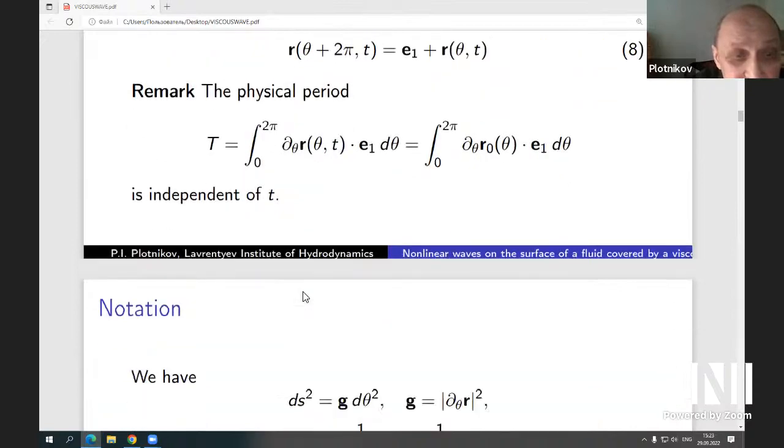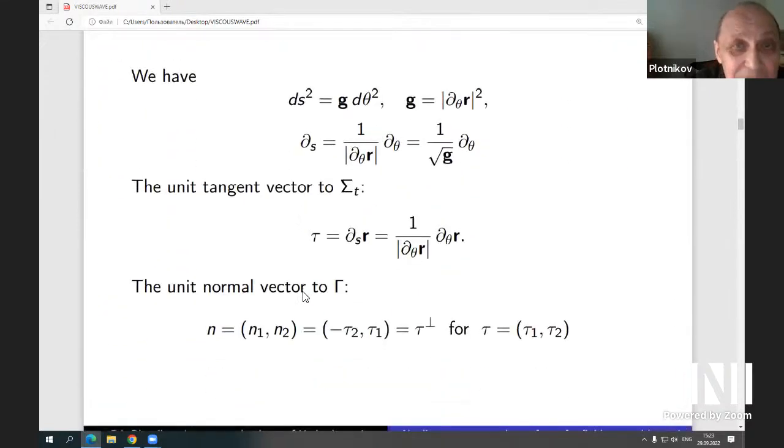Now some standard geometric notation. The first fundamental form of the curve is very simple: it has only one scalar coefficient J, and it is given by this formula. s is the arc length variable. The derivative with respect to s is given by the second formula. In our framework, D_s is a nonlinear differential operator because the coefficient square root of J depends on R in some nonlinear manner.